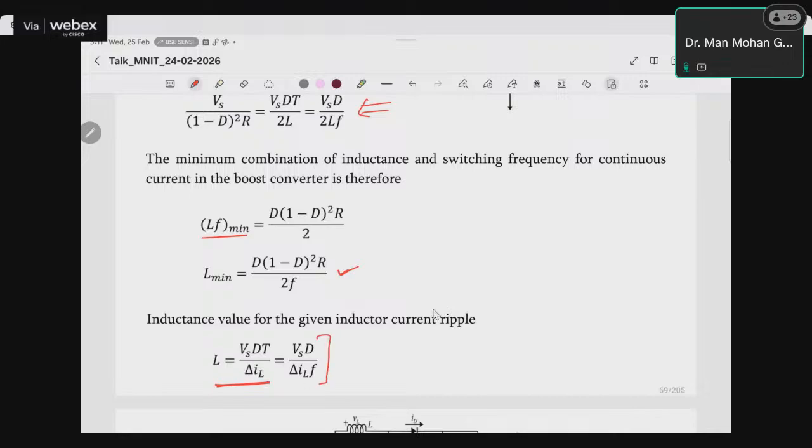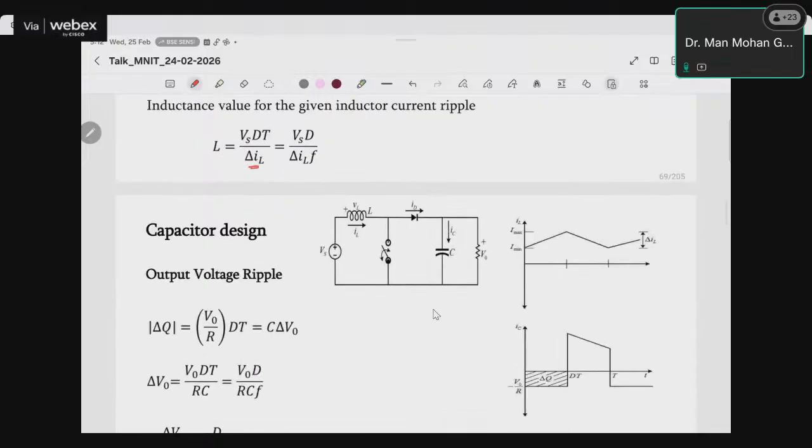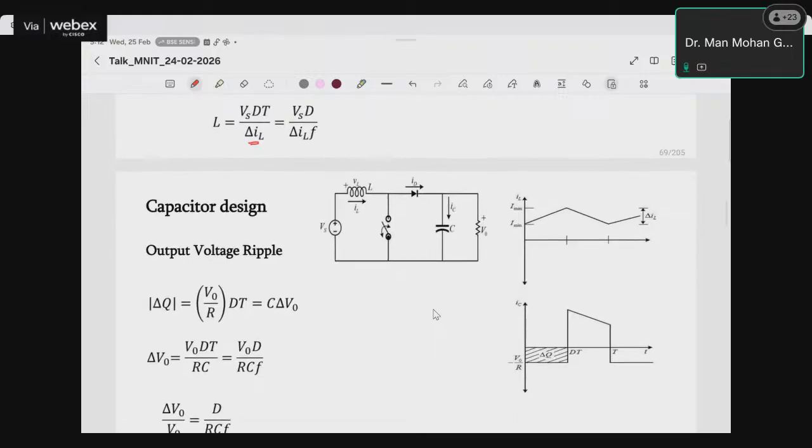Okay, so this is how we find L critical. Not L critical, sorry. This will be actual L only, because you are given del IL directly, right? Well, so how to do the capacitor design in case of boost converter?